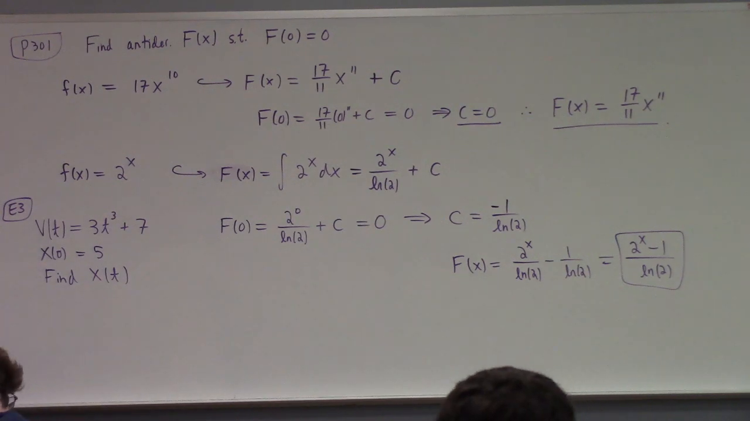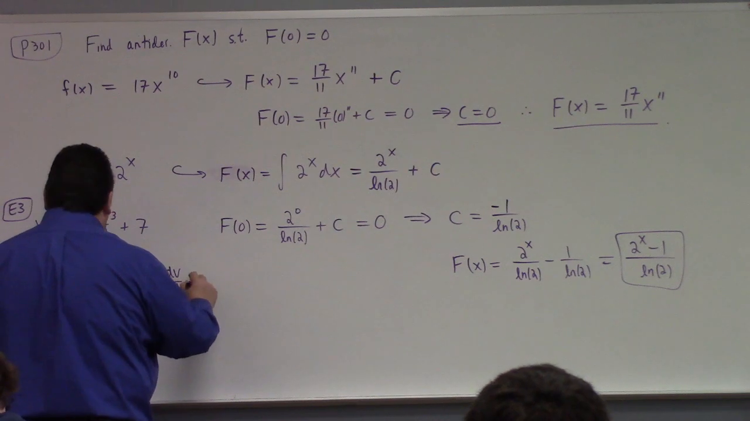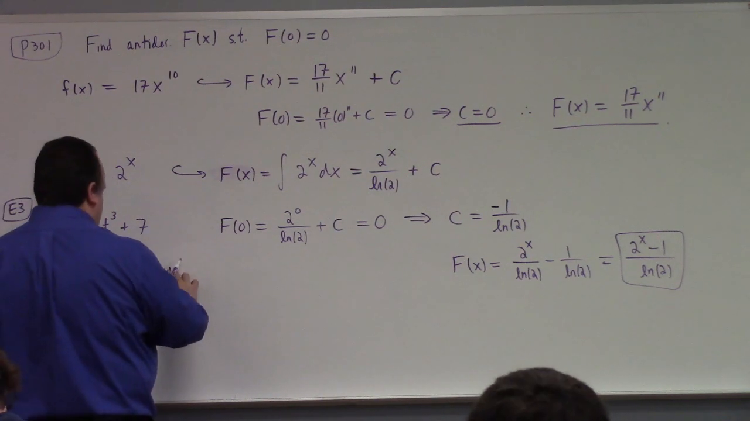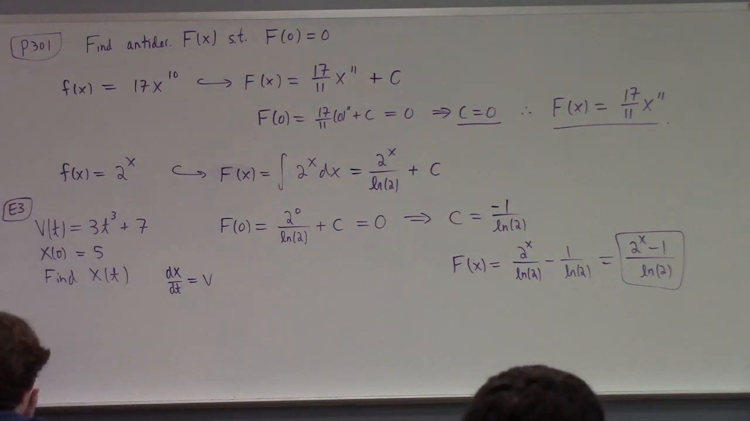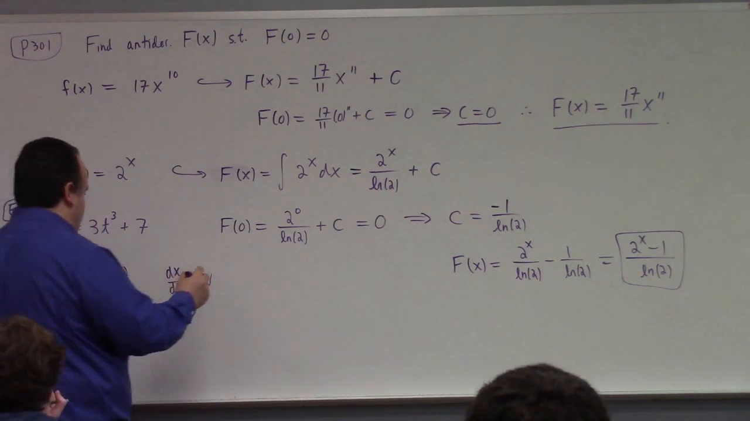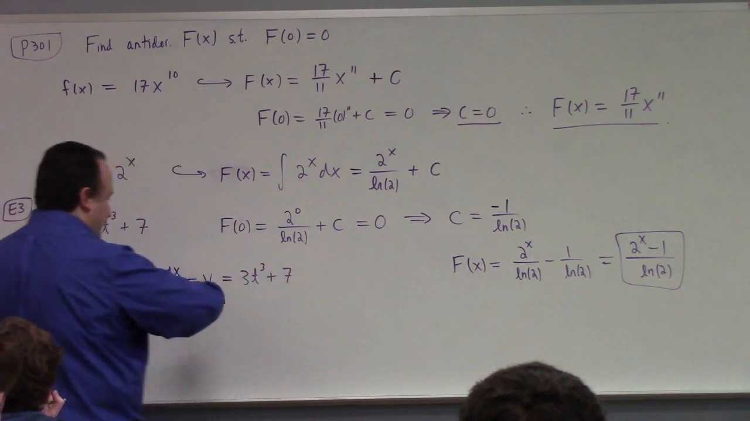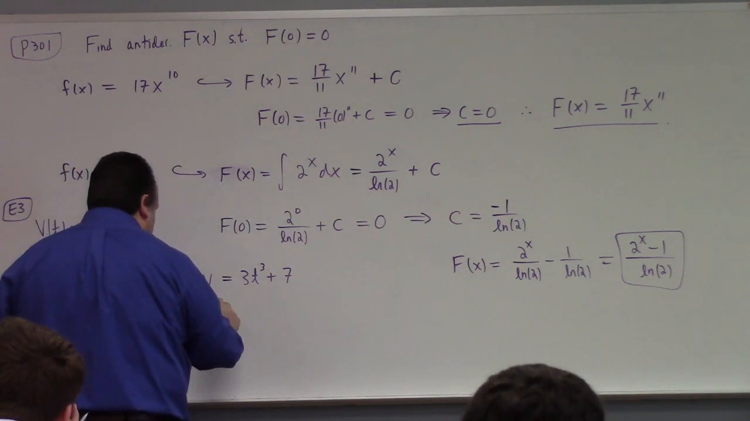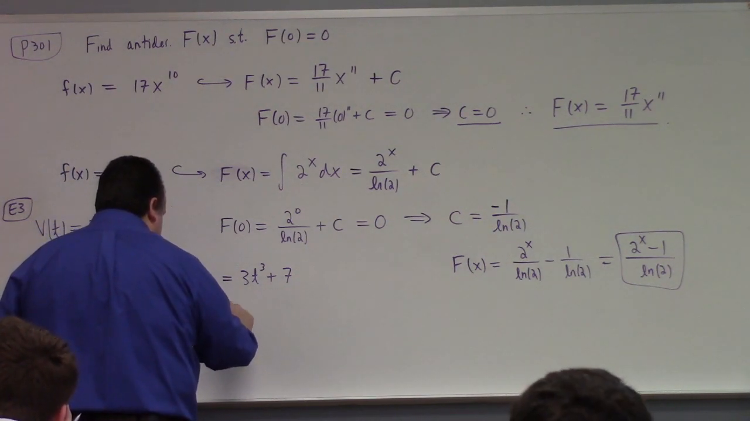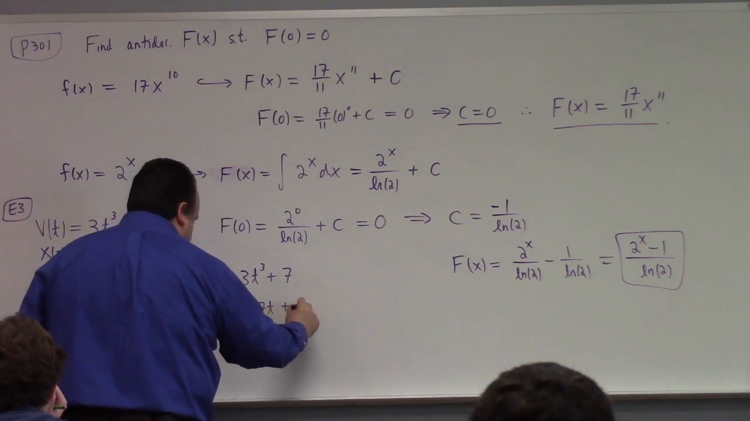So, dv dt, excuse me, dx dt, my bad. dx dt is equal to v. The derivative of position is the velocity, which in this context is 3t cubed plus 7. Anti-differentiate, we get x is equal to 3/4 t to the 4th plus 7t plus a constant, right?